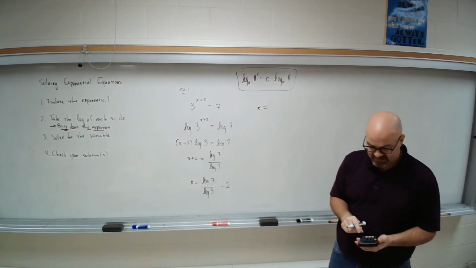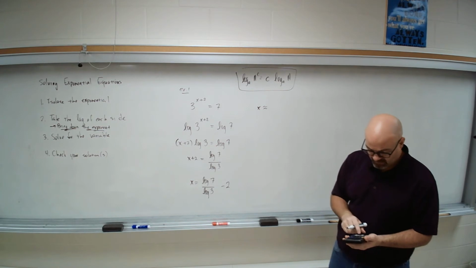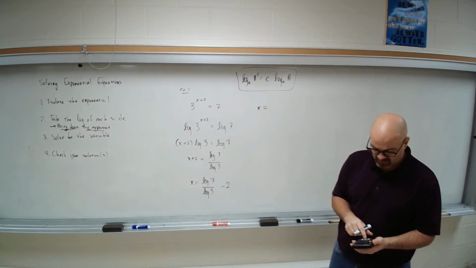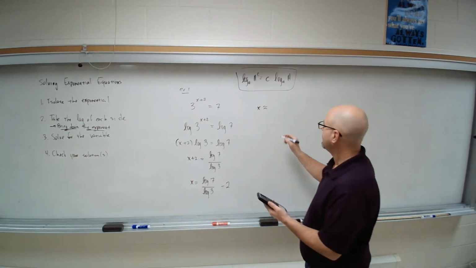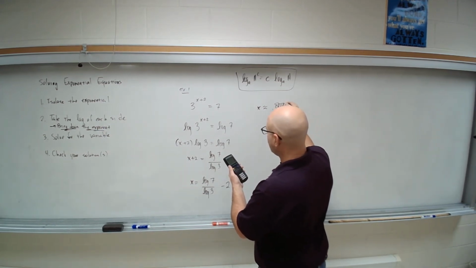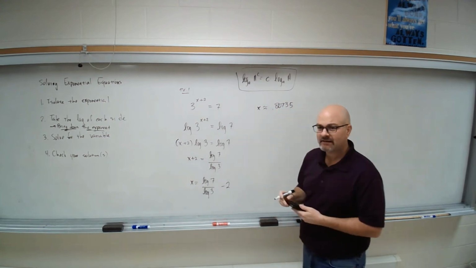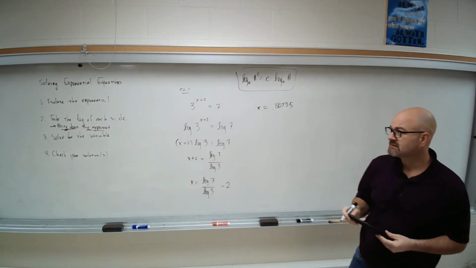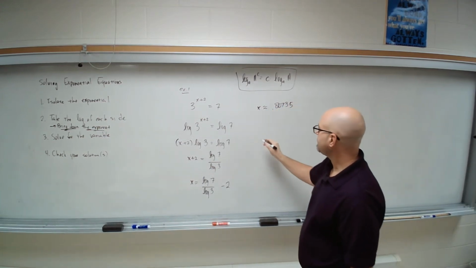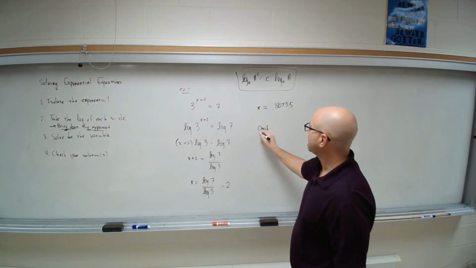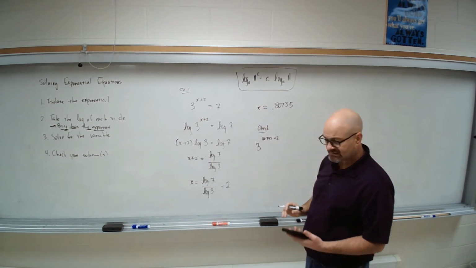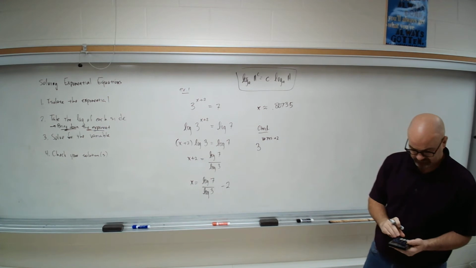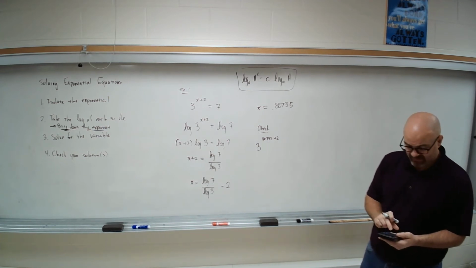So as we type this in, I have the common log of 7 divided by the common log of 2, and then minus 2, and that's 0.80735. Appears to be our answer. Now I'm going to check that. I'm going to say 3 to the 0.80735 plus 2 power, and make sure that I get the right value.